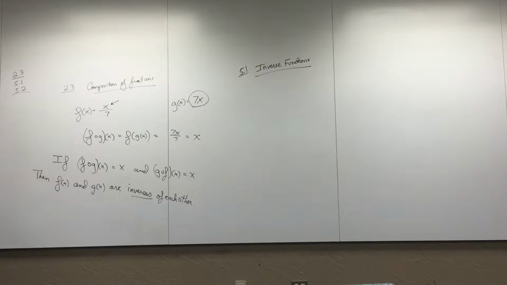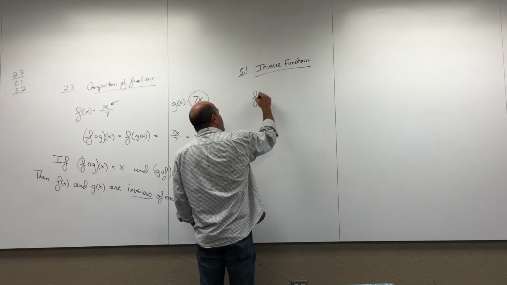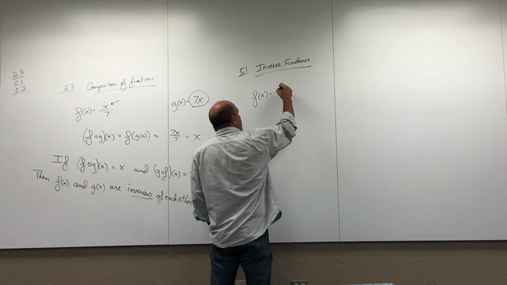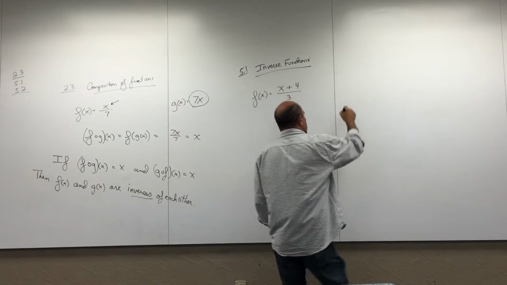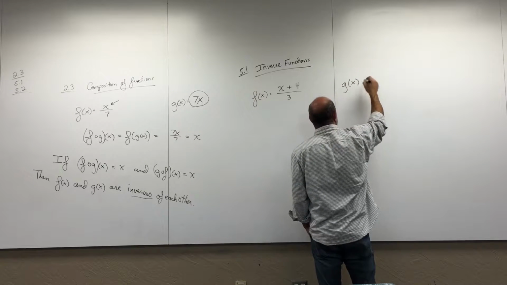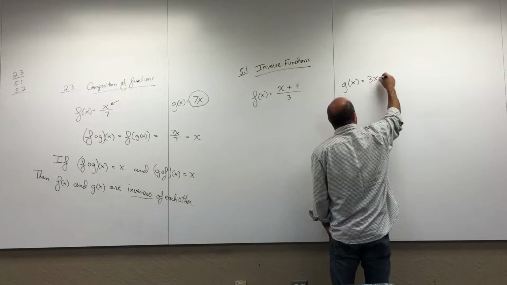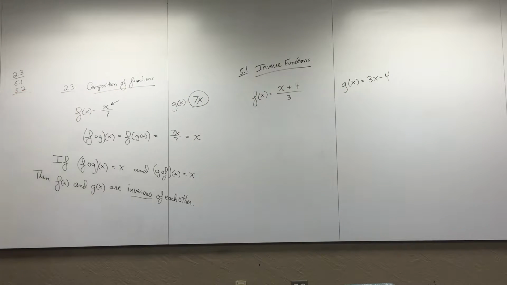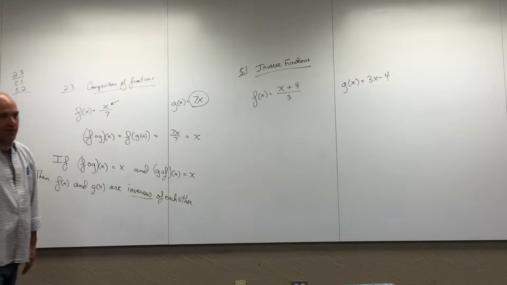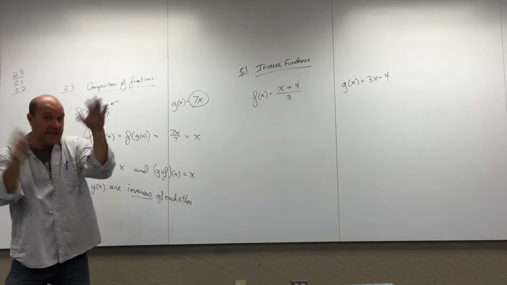Yeah, inverses of each other. Let's try these. Let's try this guy. f of x is x plus 4 divided by 3. And then here's g of x. g of x is 3x minus 4. These are two different functions, but I wonder if they're inverses of each other. I wonder if they have this special relationship where they cancel each other out.